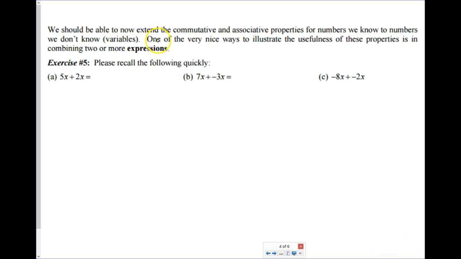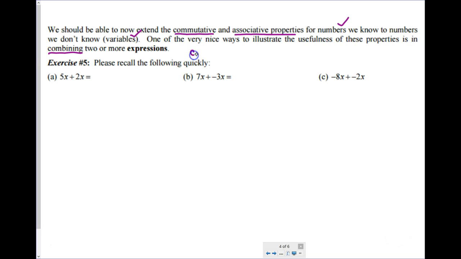We should now be able to extend the commutative and associative properties for numbers, which we know, to variables, which we don't know. So this is saying that the commutative and associative properties work on numbers, but they also work on variables. One of the very nice ways to illustrate the usefulness of these properties is in combining expressions.